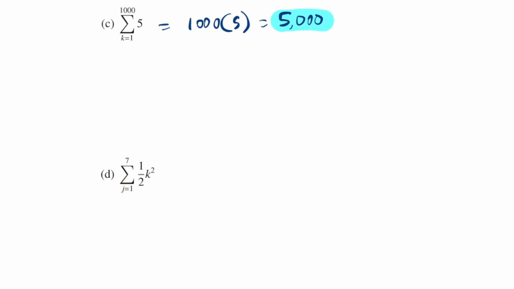So because this is a constant and you're starting at 1, you're going to apply the same theorem that you did up here. So it's n times c, which is 7/2 k squared. That is our final answer. And that concludes this section.